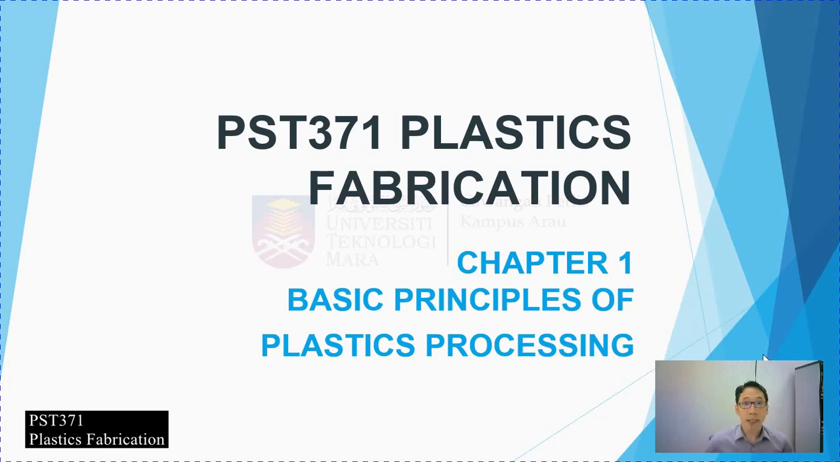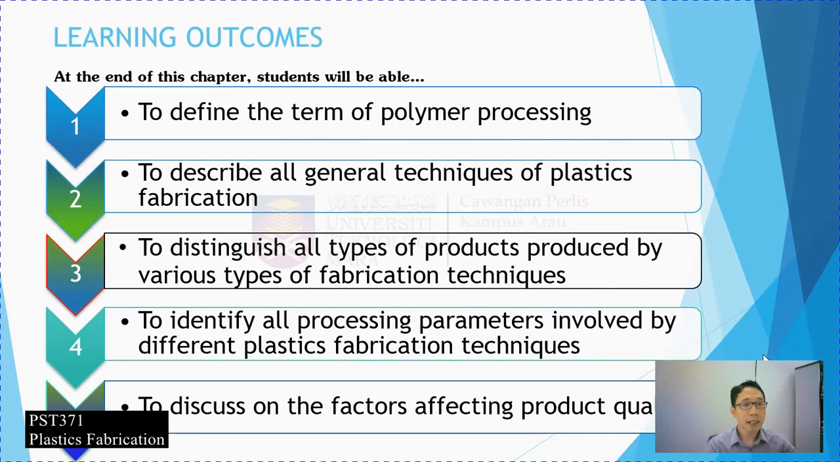So we start with chapter 1 of PST371, which is plastic fabrication. In chapter 1, we will learn about the basic principles of plastic processing. The learning outcomes for this chapter are to define the terms of polymer processing, to describe all general techniques of plastic fabrication, to distinguish all types of product produced by various fabrication techniques, to identify all processing parameters involved in different plastic fabrication techniques, and finally to discuss the factors affecting product quality.